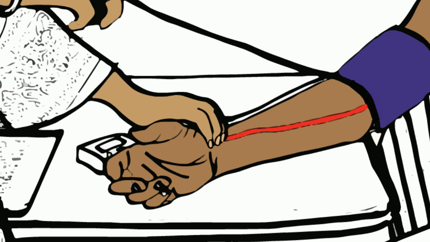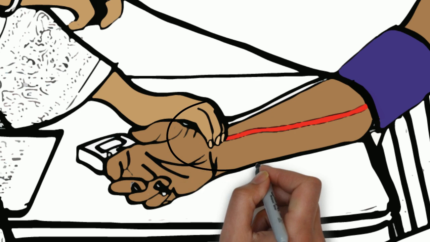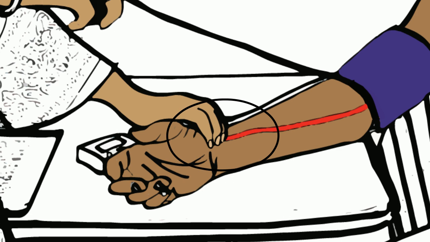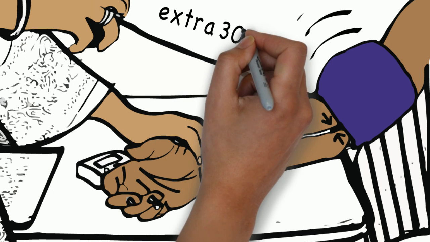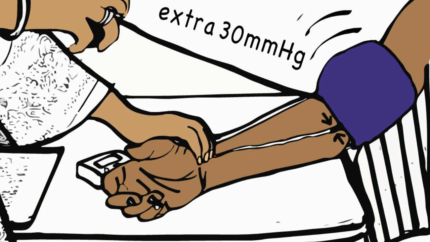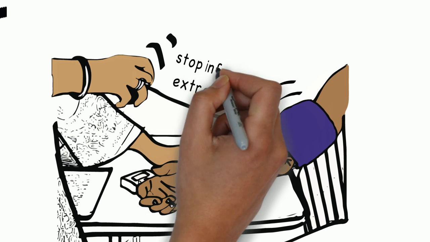The pulse can be felt just above the thumb in the radial artery, which is a branch of the brachial artery. As the cuff inflates above the pressure of the brachial artery, you will lose the pulse. When you lose a pulse, inflate an extra 30 millimeters of mercury. After you have inflated an extra 30 millimeters of mercury above the point where you lost the pulse, you can stop inflating the cuff.